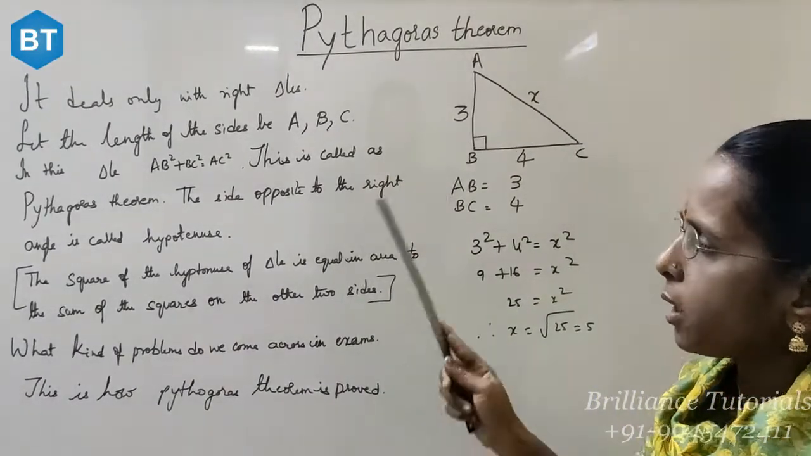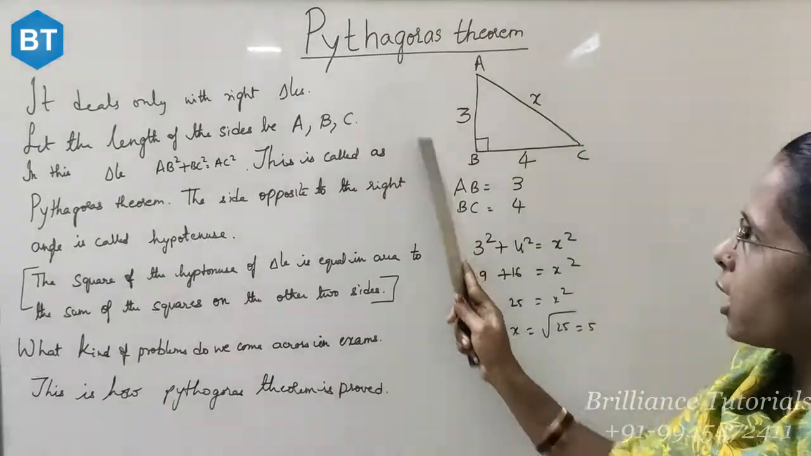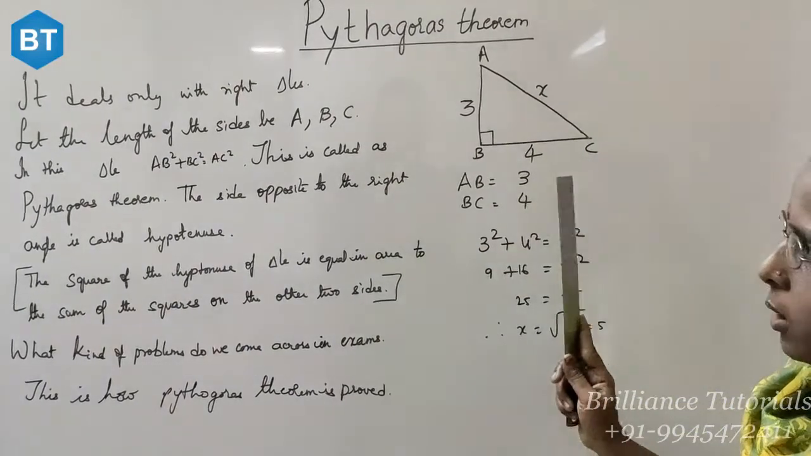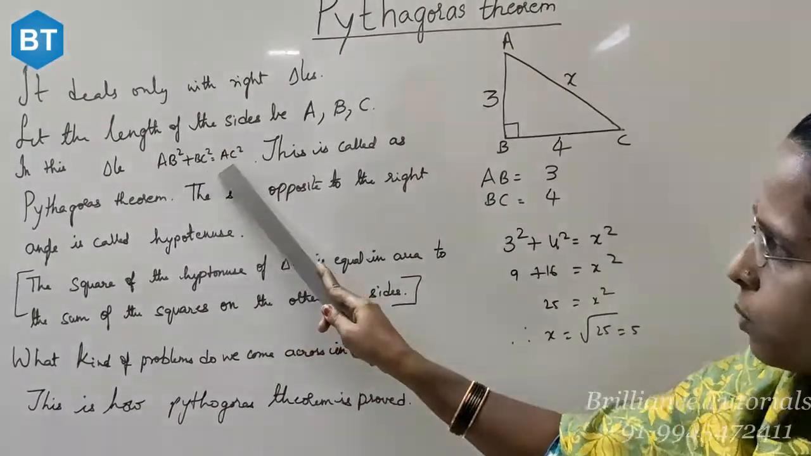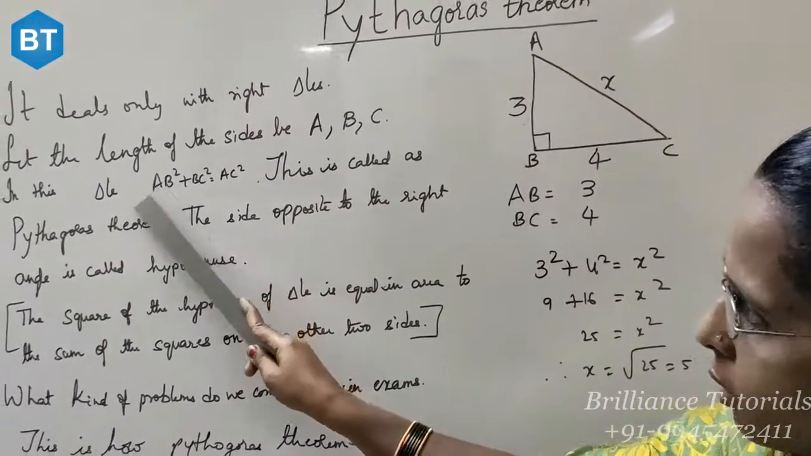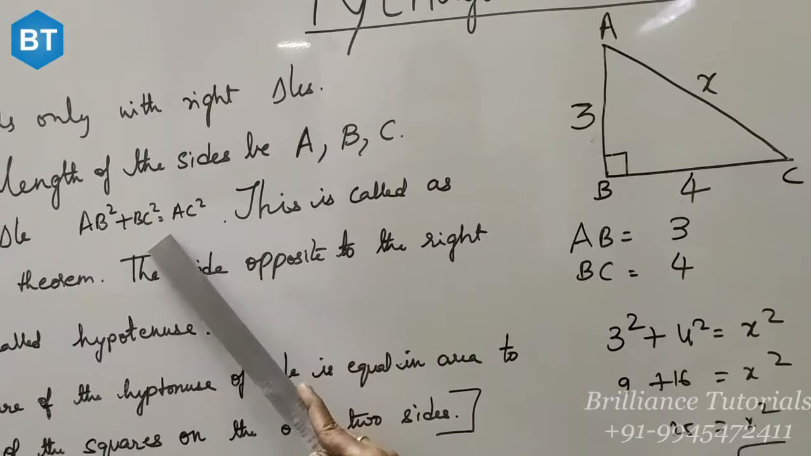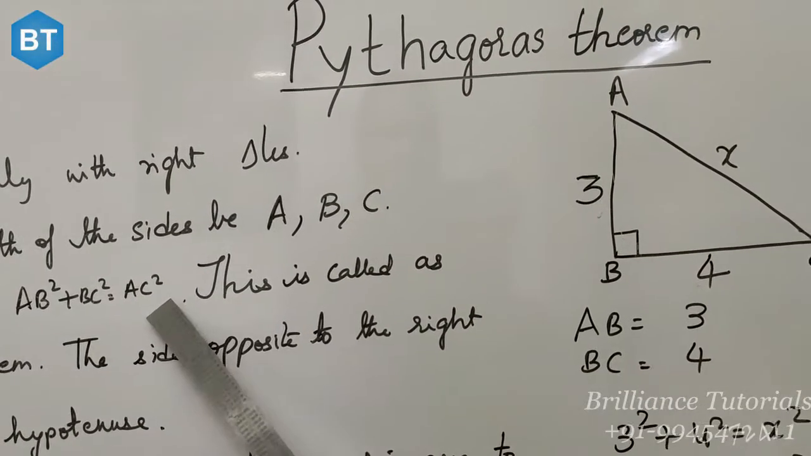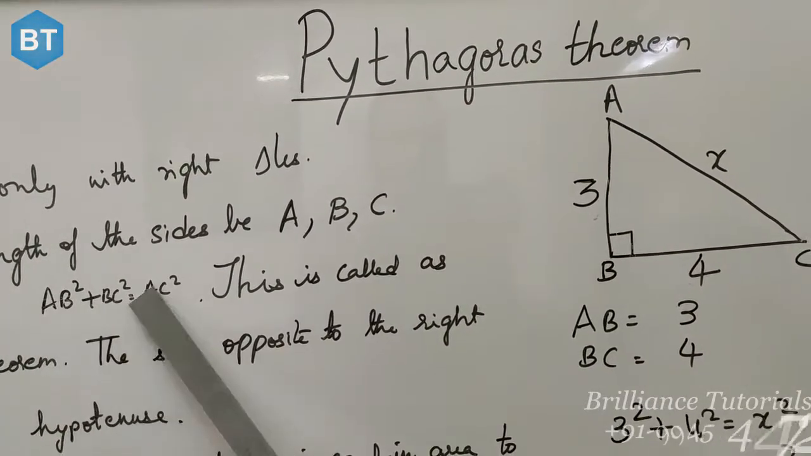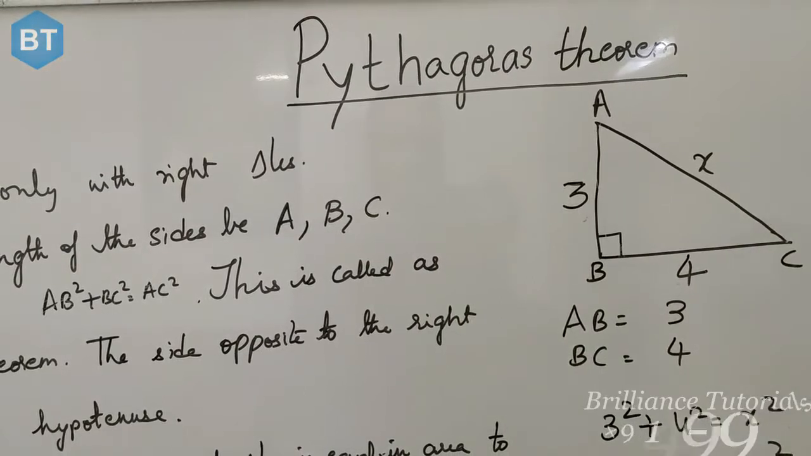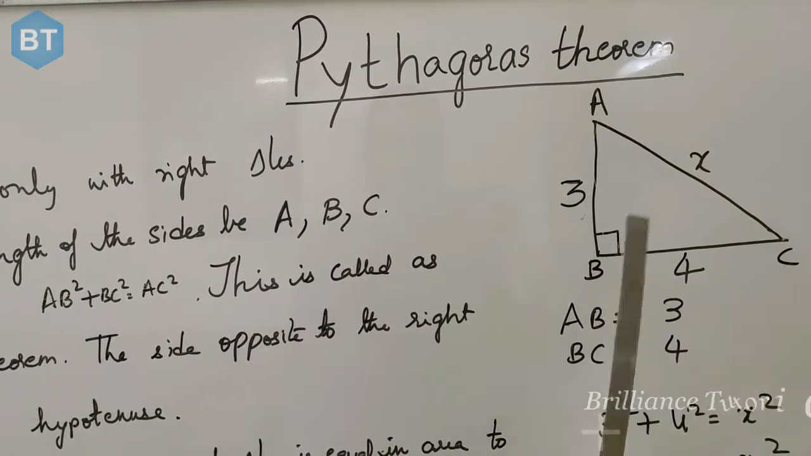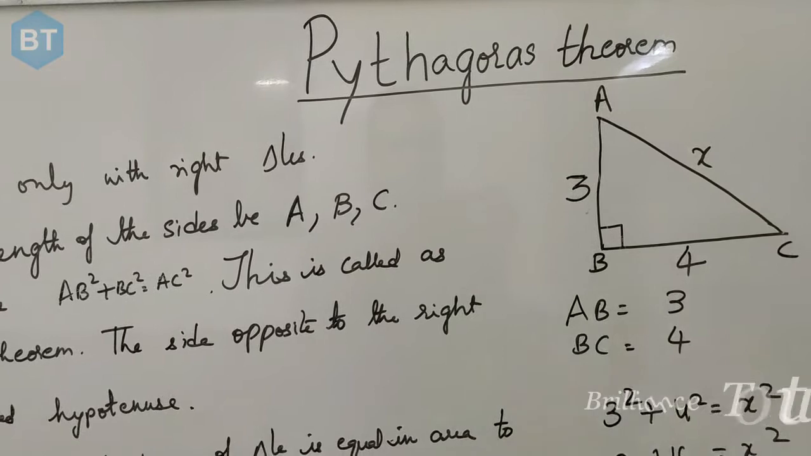Whatever theorems come further, you have to understand the Pythagoras theorem, and the Pythagoras theorem deals with this important formula. So what is that formula? AB square plus BC square is equal to AC square. When you are thorough with this, you can surely work out all the problems which come under the Pythagoras theorem.